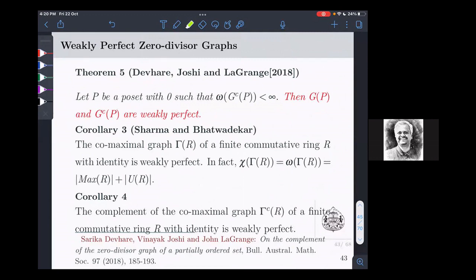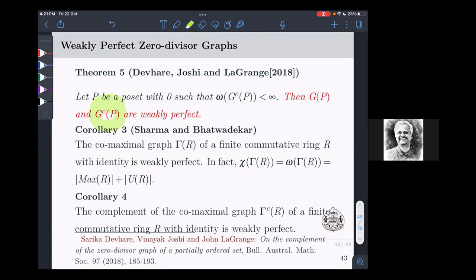But keep in mind, whether the complement of the co-maximal graph is weakly perfect or not was not known. In fact, that is not known till date, as per my knowledge. Recently, in 2018, with my student Sarika Devaria and our co-author Professor John Lagrange from the US, we were able to show that the complement of the zero divisor graph of a partially ordered set is weakly perfect. That is a good part of it.